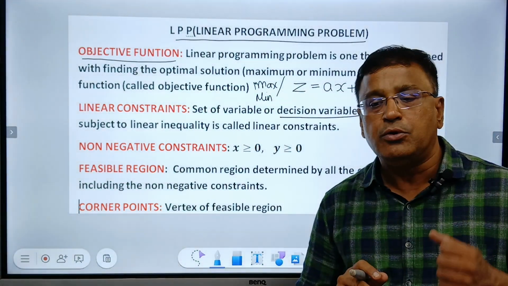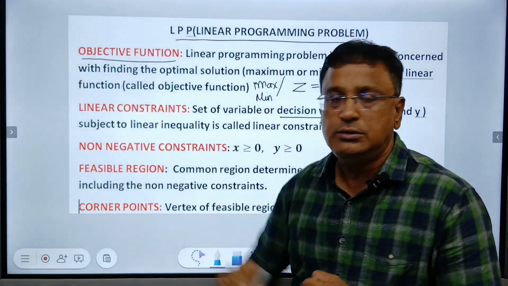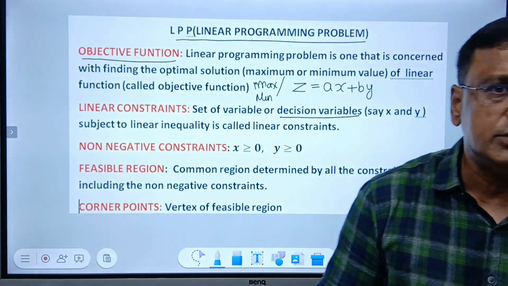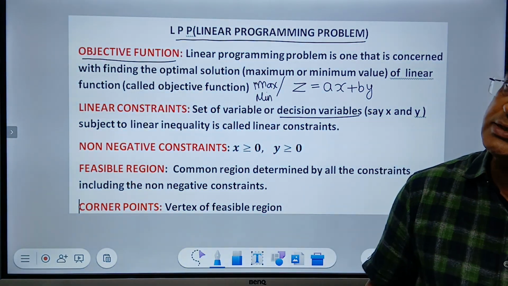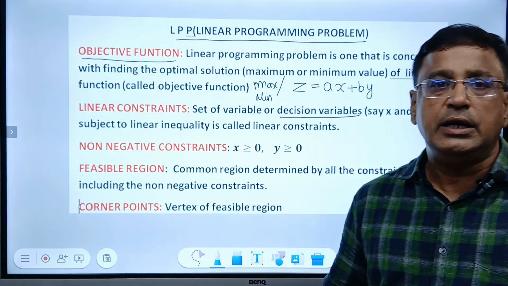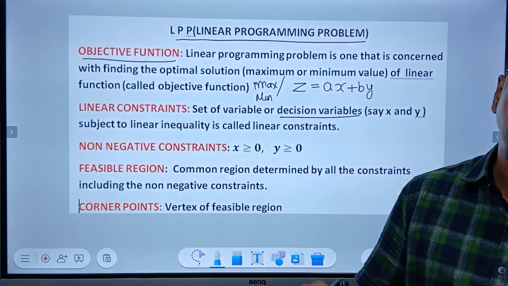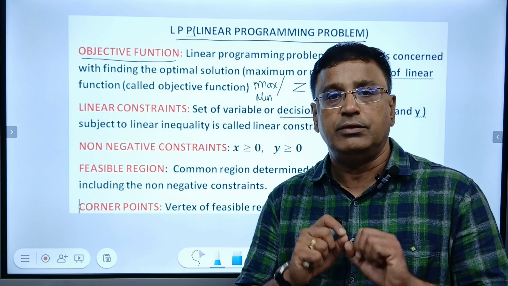So a linear programming problem should have, first of all, an objective function. What is an objective function? It should have an objective. It is about optimizing a problem. Either you maximize or minimize, denoted by z equal to a linear function of x and y. What is x and y? X and y are decision variables.